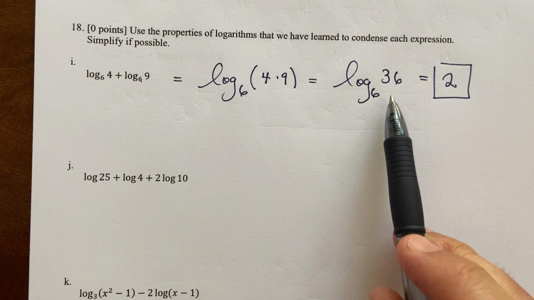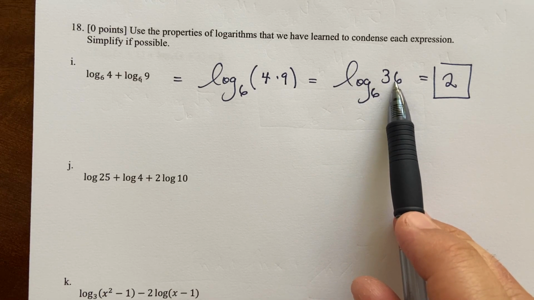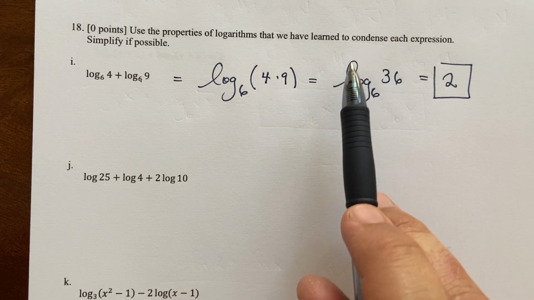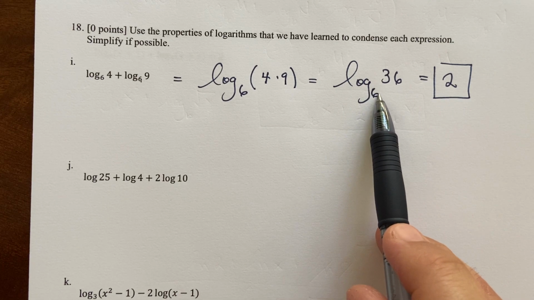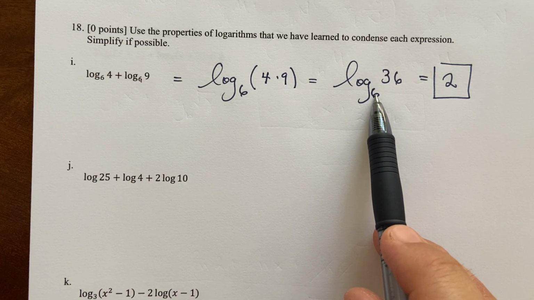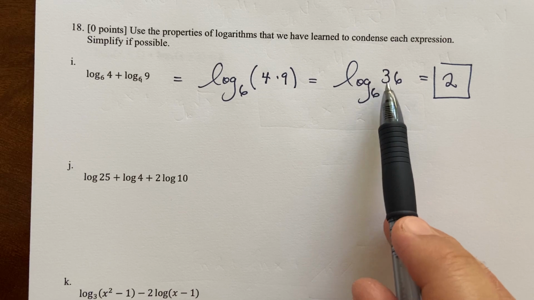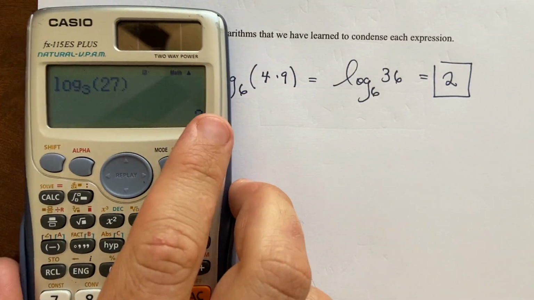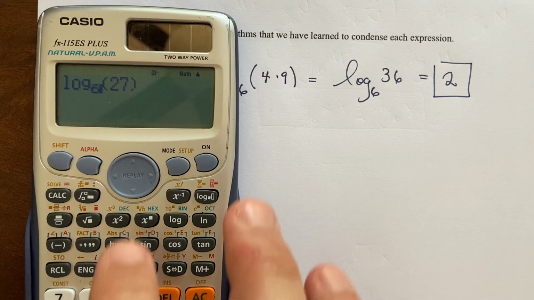Remember, the value of a logarithm is the power that you put on the base to equal the argument. So the value of this logarithm, in other words, what number this is, this 2, is the number I put on this base as a power to make a 36. So 6 squared is 36, so that's why this is the number 2. Just as a way of verifying, you can plug this in to the calculator.